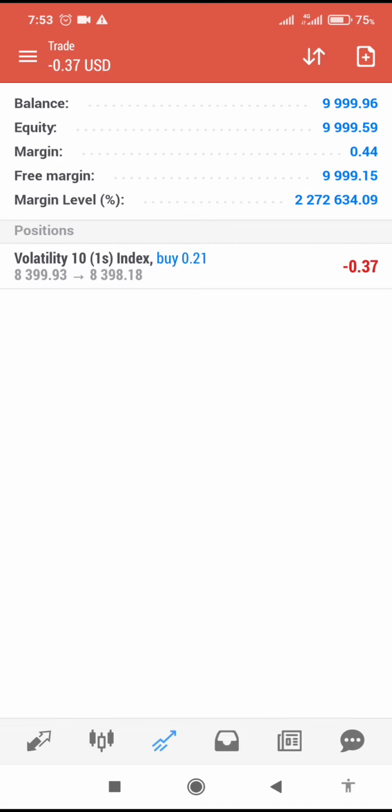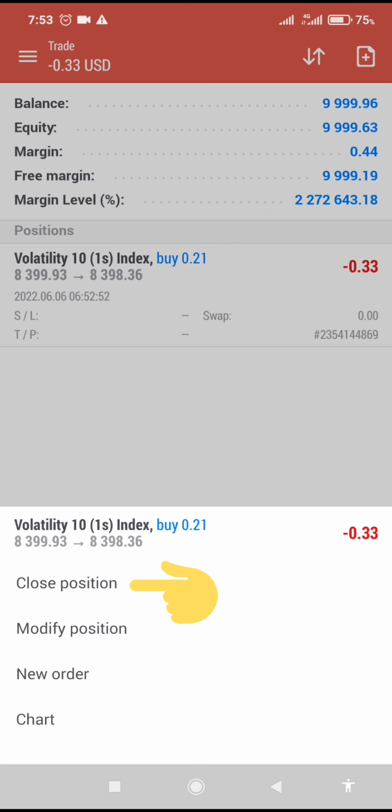So after opening the trade, the next thing to do is to close that trade with 0.20. Now, how do you close that trade with 0.20? Either you swap to the left hand side, then click on the first icon, or you hold that position down, then go to close position.